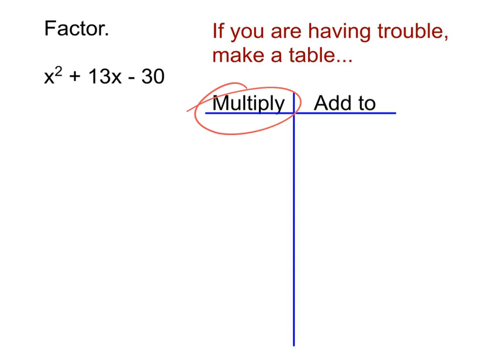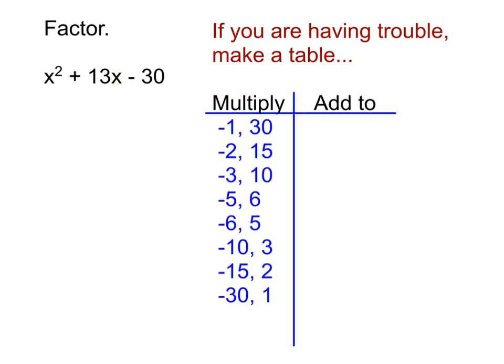So in this case, I need to multiply to a negative 30. So I'm going to list out all of the different ways that I can multiply to negative 30. Okay, there's all the different ways. And then what I need to do is see what each of those combinations add to.